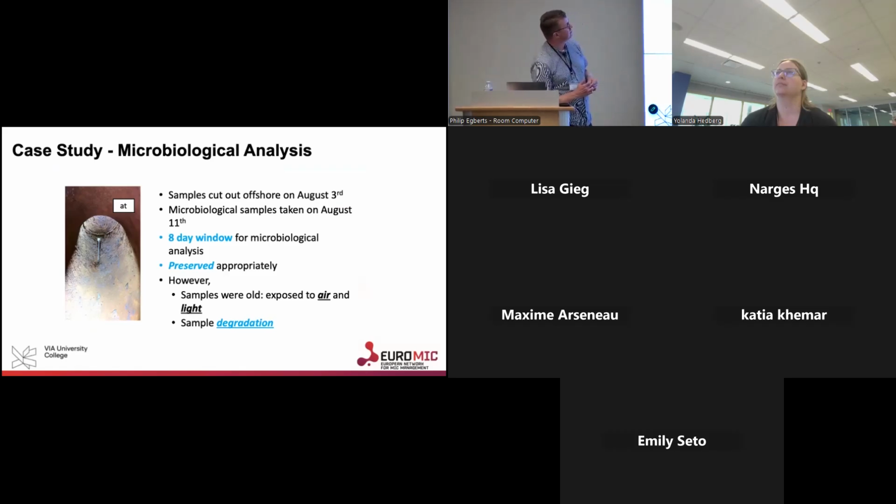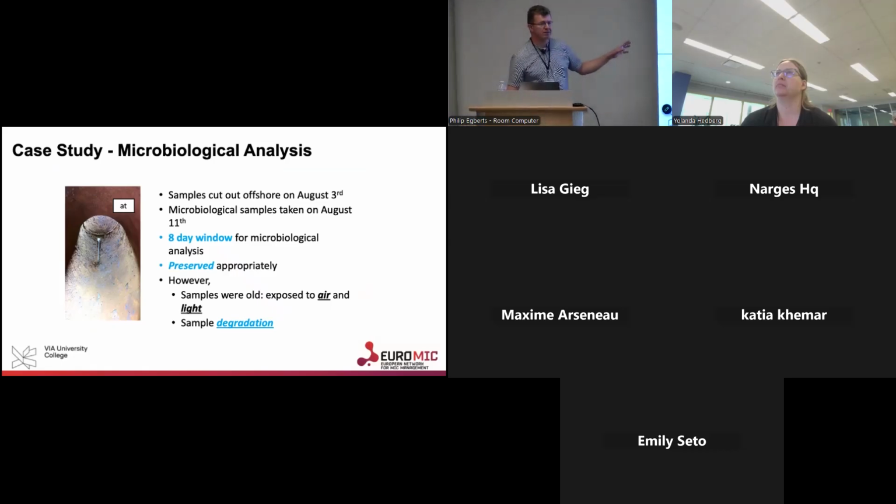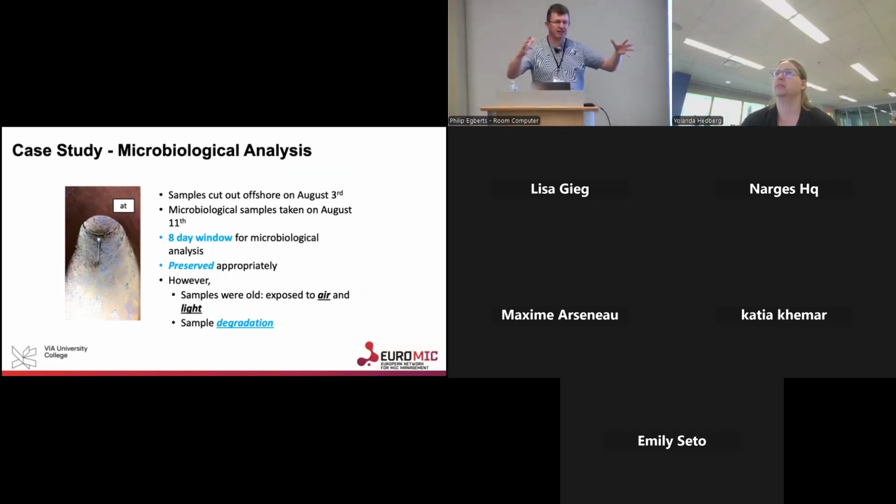So yeah, it's a little bit about the timeline, but bottom line is that the samples were pretty degraded when we got it. They didn't preserve the pipes well. It would have been nice if they had sealed it off with plastic to keep the moisture in there. They didn't do that. It was exposed to the air and to light.